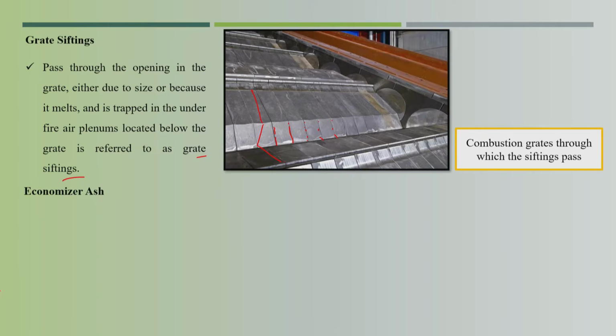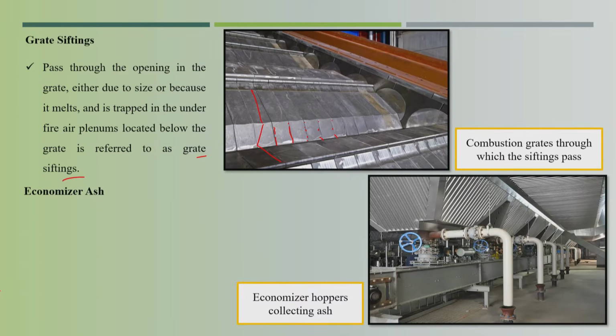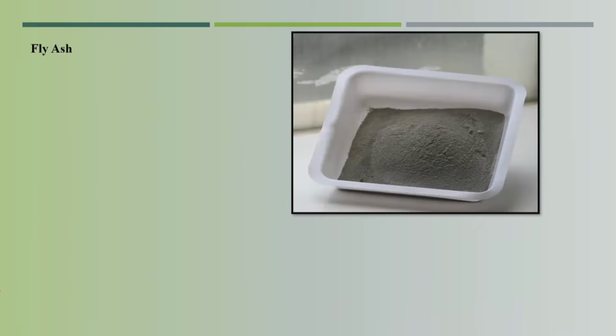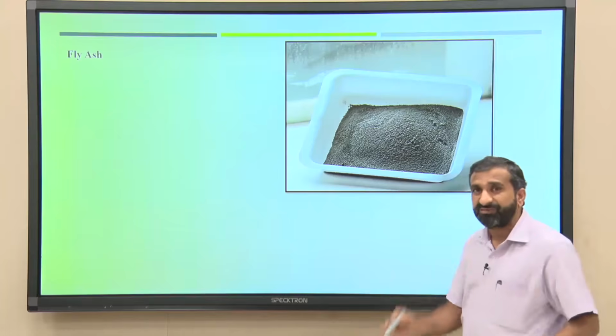Now, next is the economizer ash. So, this is one of the photographs from where the economizer ash is getting collected. Fine particles are collected from the flue gas in the economizer installed in some boiler systems to optimize the recovery of heat from the flue gas before the gas is subjected to a more thorough treatment. So, that is also very fine particles, and the major concentration is fly ash after the bottom ash.